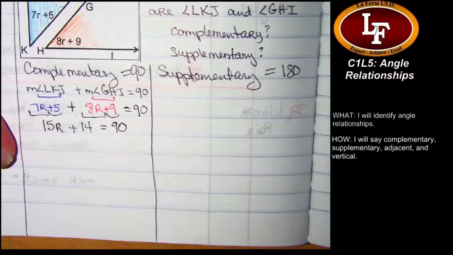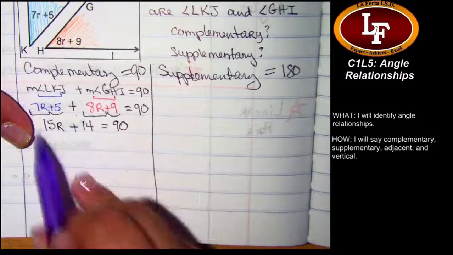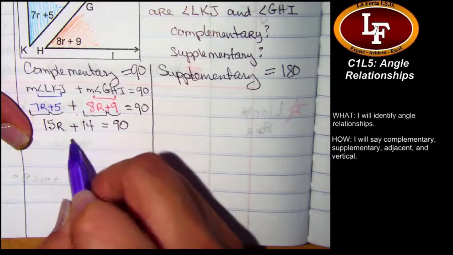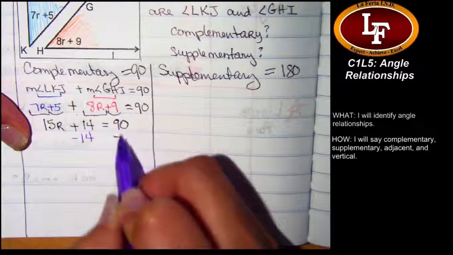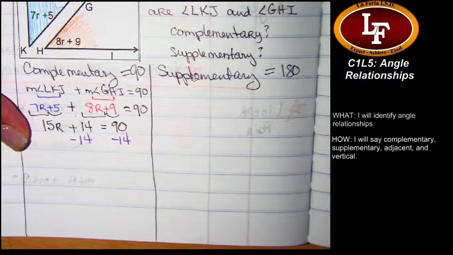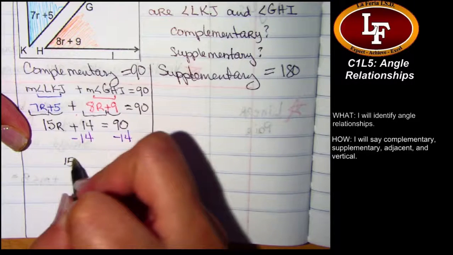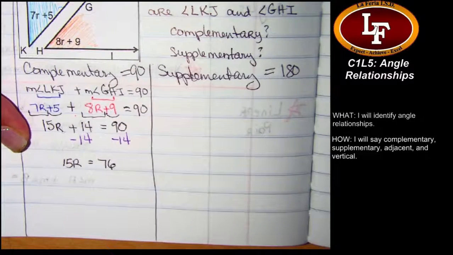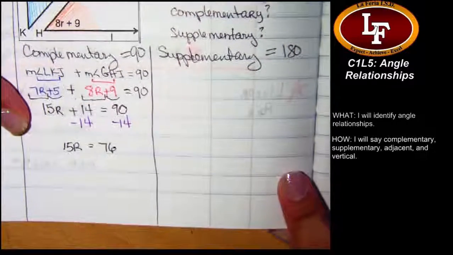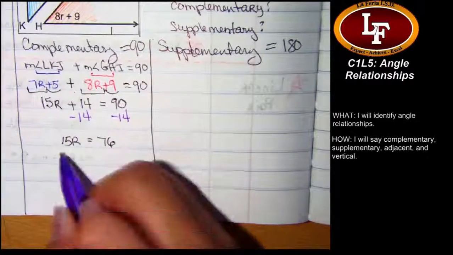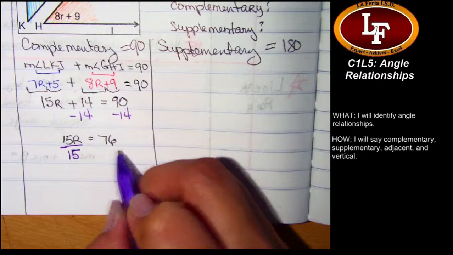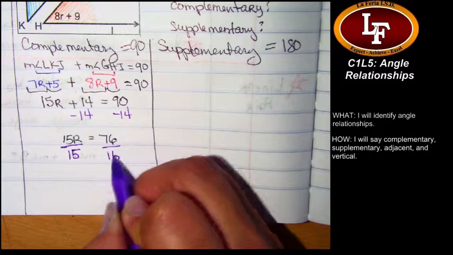I want to get rid of everything around the R. Always get rid of addition, subtraction first. I'm going to undo addition with subtraction. 76. Thank you for the number. 90 minus 14 is 76. When I have a number and a letter together, it means that I'm multiplying them. The opposite of multiplication is division. And so I'm going to use division to undo that multiplication.